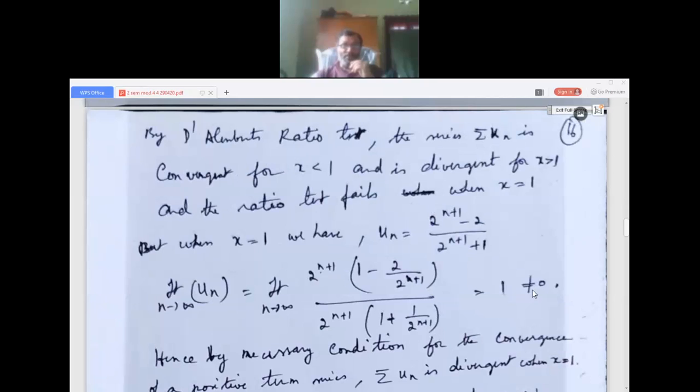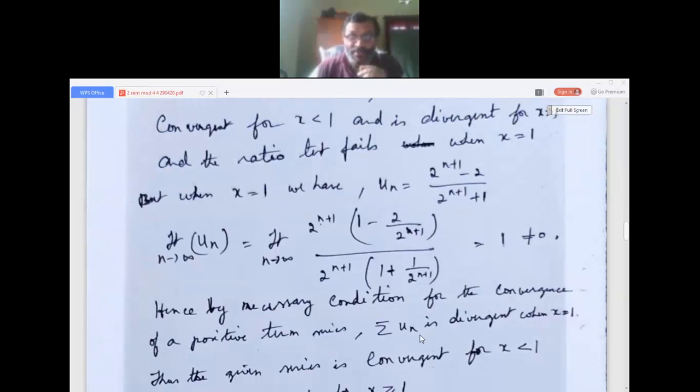If it is 0, it was convergent, but you got 1. So when you get 1, it means it is not equal to 0. So by the necessary condition, it is divergent. So we say sigma un is divergent when x equals 1. Though the ratio test fails, we apply it for un and use the necessary condition.